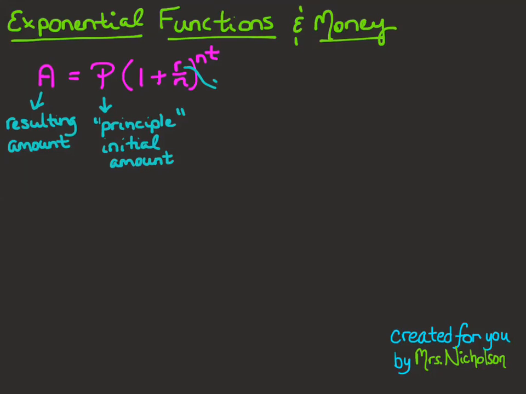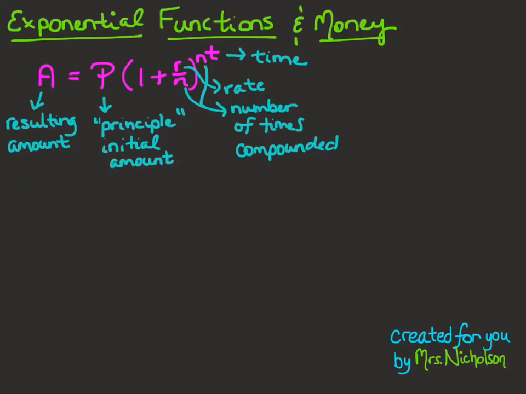The r here, that's going to be your rate. It's going to be in a percent, which we will need to change to a decimal. And then the n is the number of times compounded per year. And this n is the same. Both of those n's are going to be the same number. And then t, as you might expect, is time. So let's look at just a couple examples of how we would use this formula.